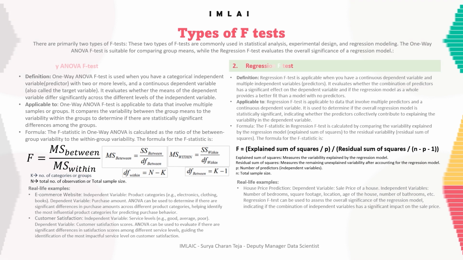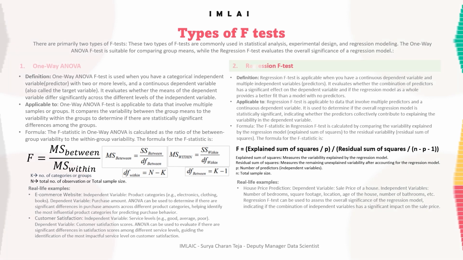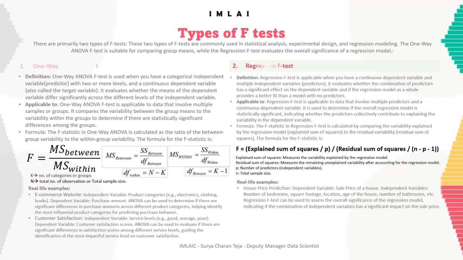My target variable is sale price, which is a continuous variable, and I have features which are numerical and categorical too. Now the regression F test can be used to assess the overall significance of the regression model, indicating if the combination of independent variables has a significant impact on the sale price.